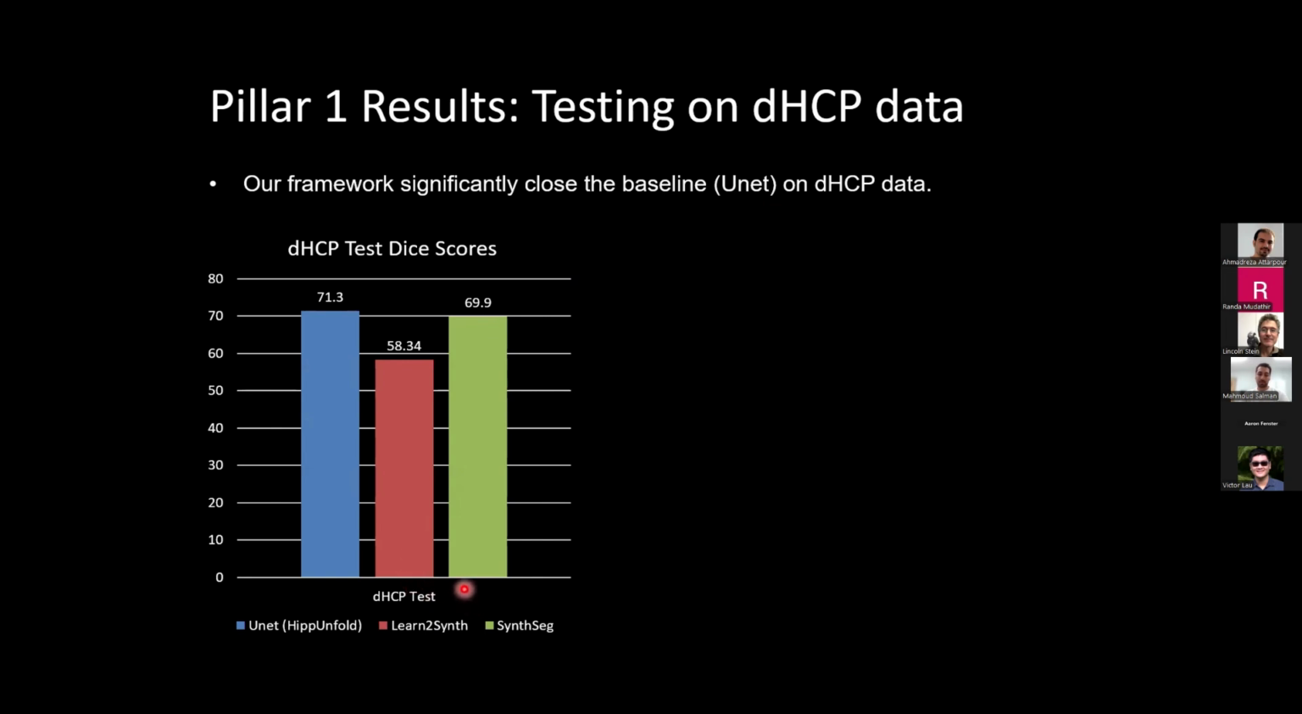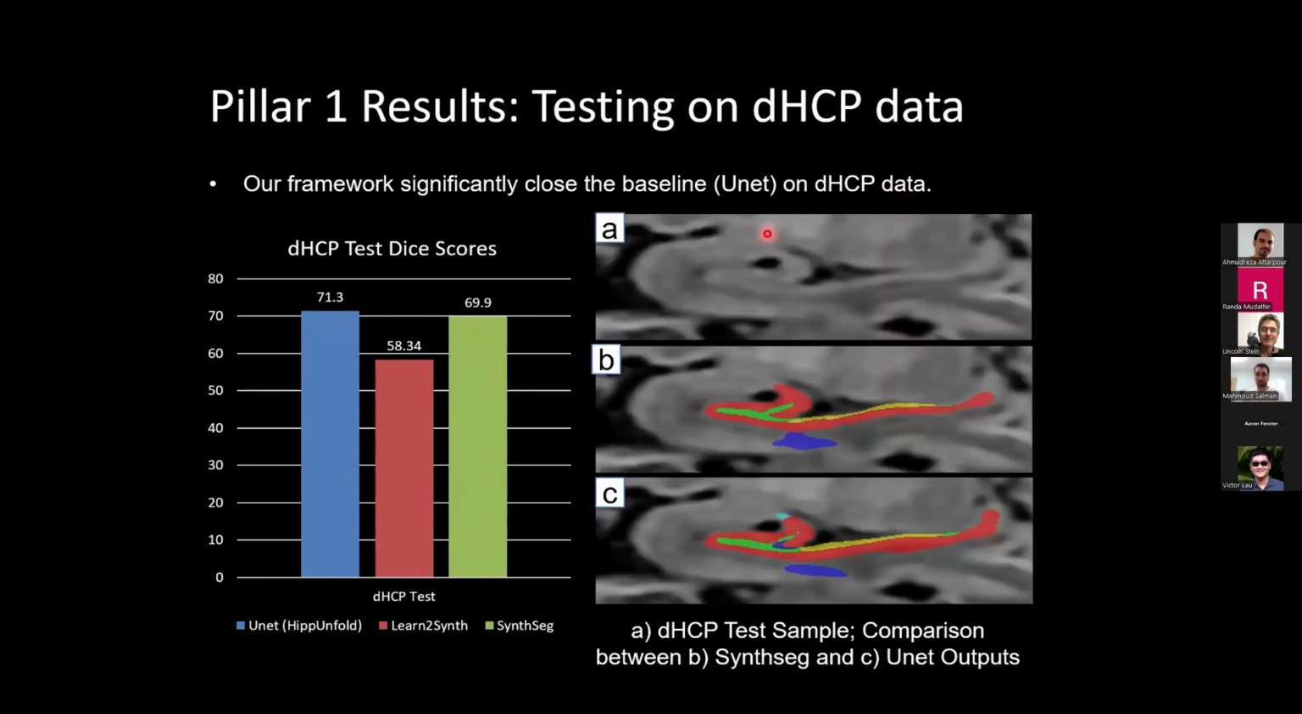This is just a modification of SynthSeg, which was promising at the beginning, but by tuning the SynthSeg parameters well, we got really close results with the UNet HippUnfold model. This is tested on the dHCP dataset, and this model was also trained on the dHCP dataset. Here we have a sample with the SynthSeg prediction and the UNet prediction, and we can see they are very comparable to each other.